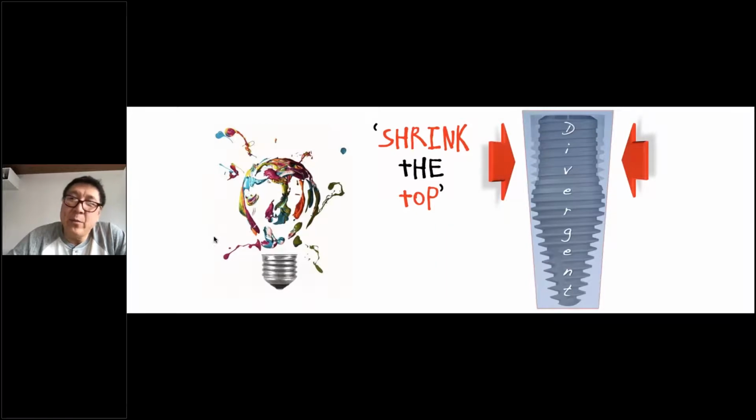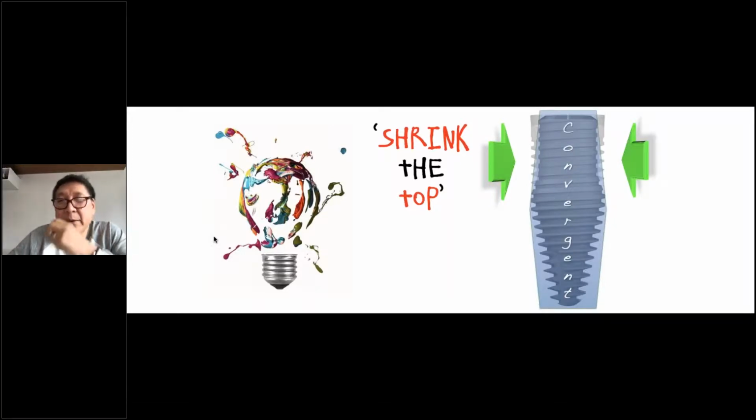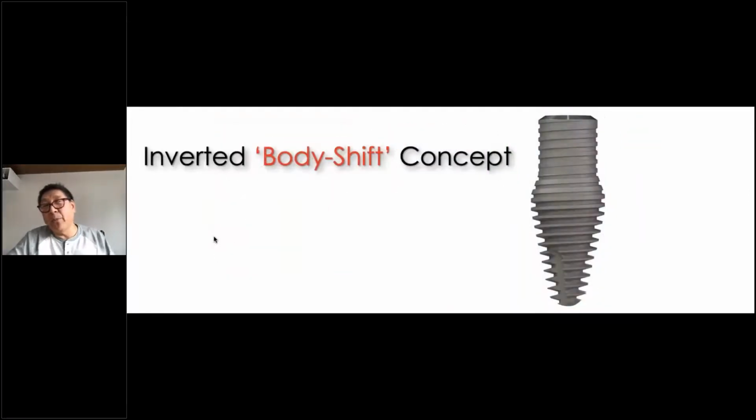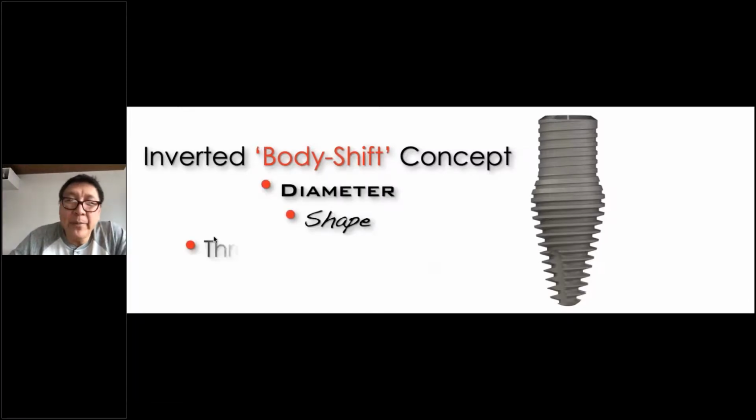And instead of having it wider at the top and divergent, something I learned from the guys from the Borg group in Barcelona, Javier Vela and Rodriguez, having something that's much more convergent in a singular form so that we can maximize, and then the surgeon would not have to make compromises in having the primary stability that they would want. So reverse or inverted body shift concept: changing diameter, shape, and thread pattern and depth in a singular form.